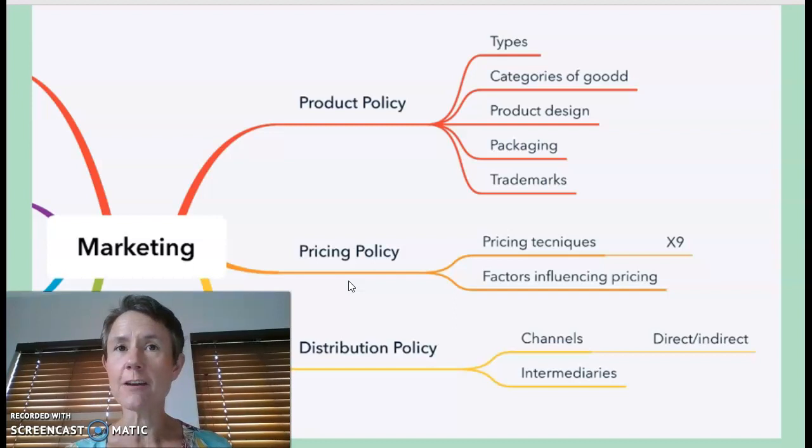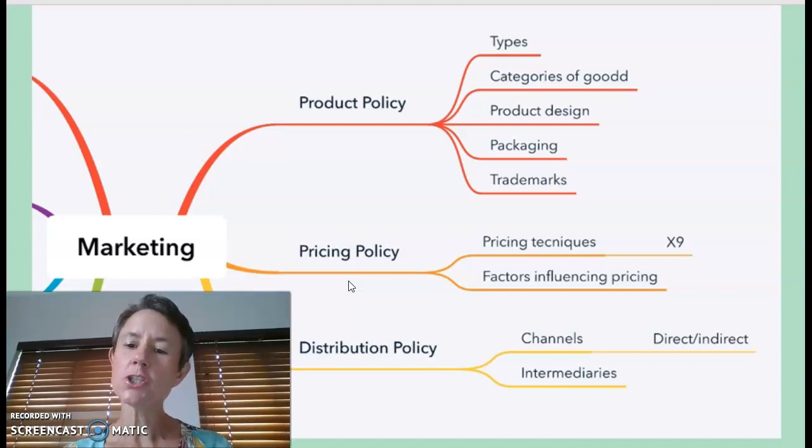Now, there are 9 of them. You're going to have psychological pricing, bait pricing, but we'll go into more details when we look at all those 9 pricing techniques. Then we're going to look at what are the factors that influence pricing and what should you be aware of when you're trying to price your product.